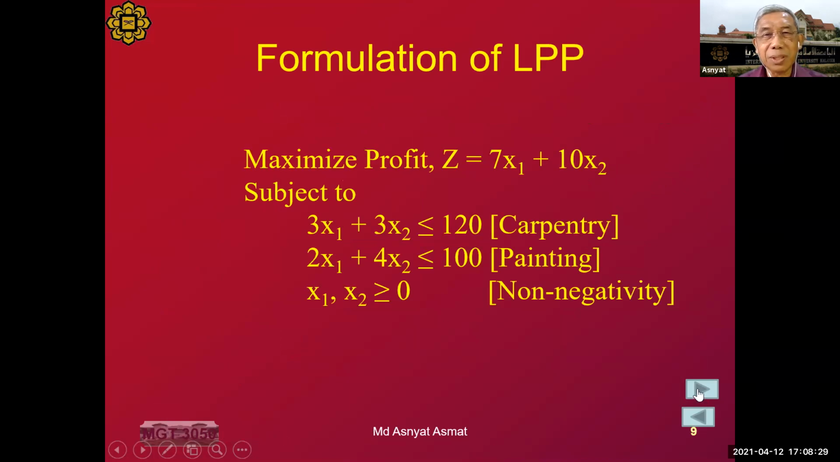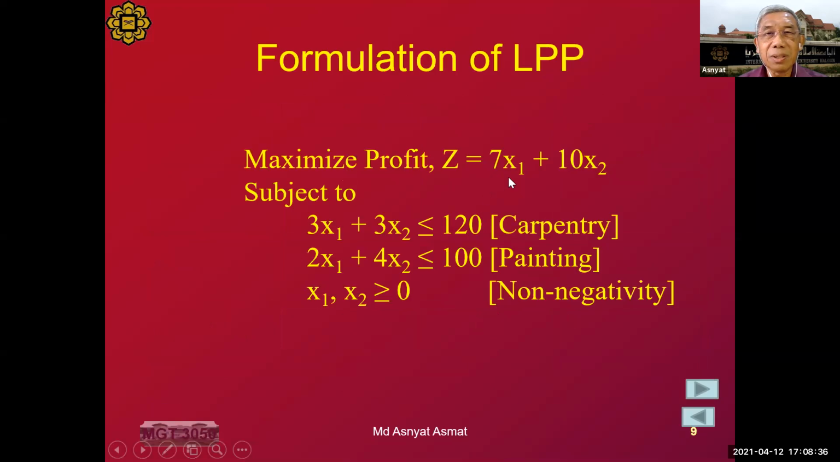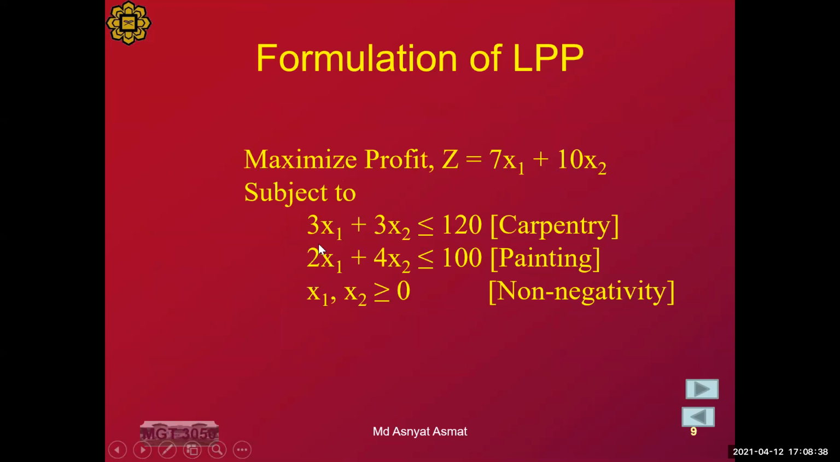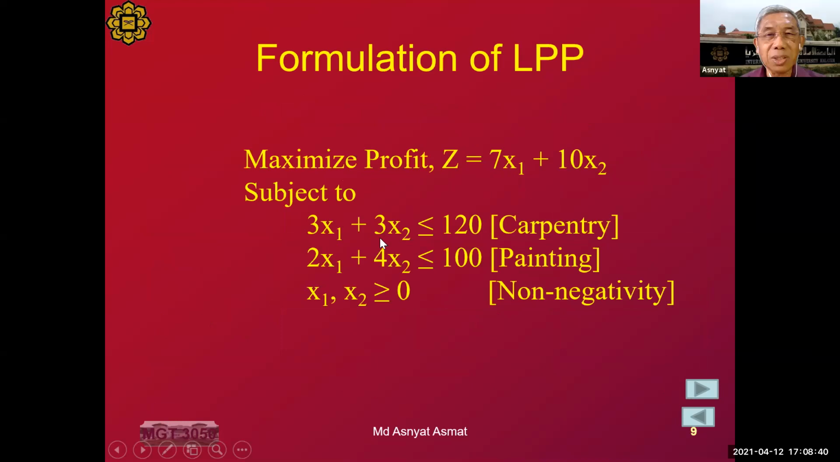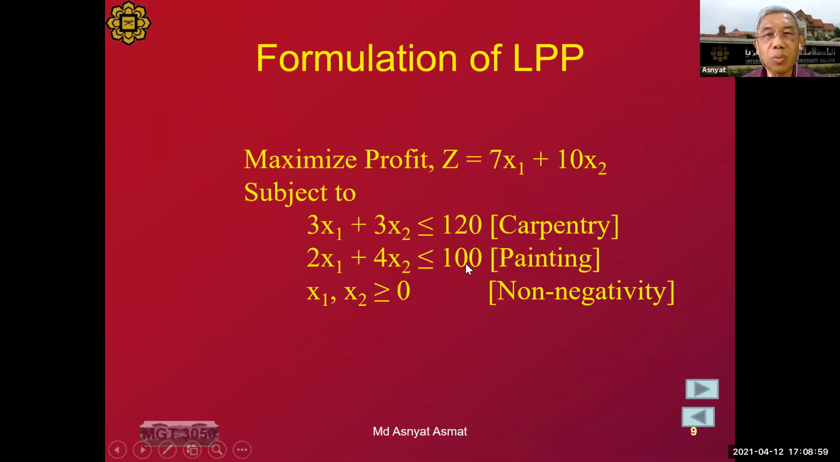You want to recall the formulation using this information. Profit is 7 and 10, carpentry is 3 for x1 and 3 for x2, given 120 hours. We can use less than or equal to, up to 120 hours, not more than this one. The second constraint, 2 for 100.